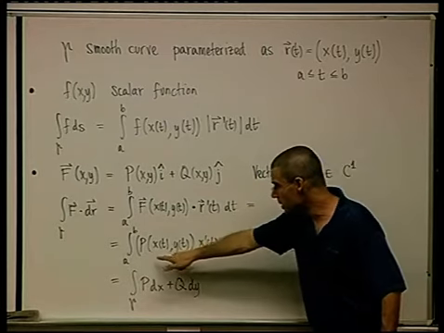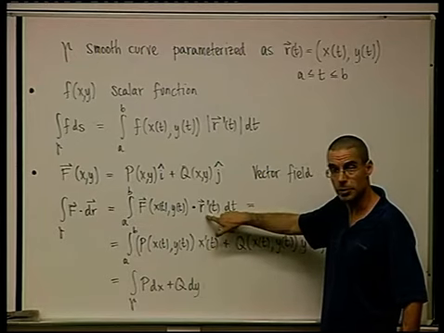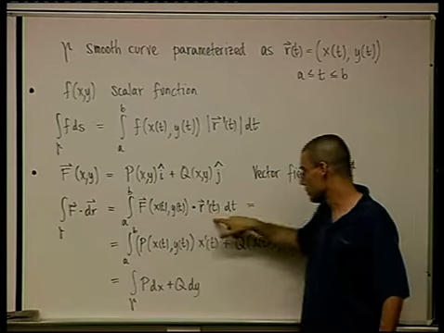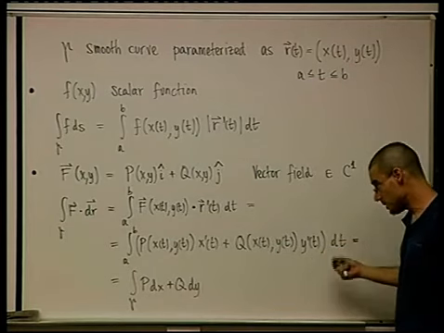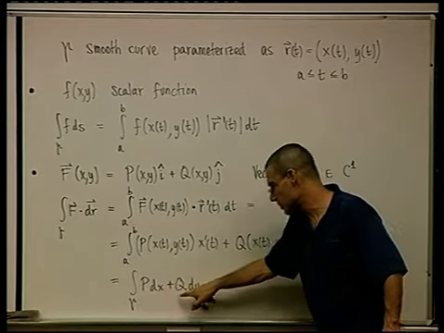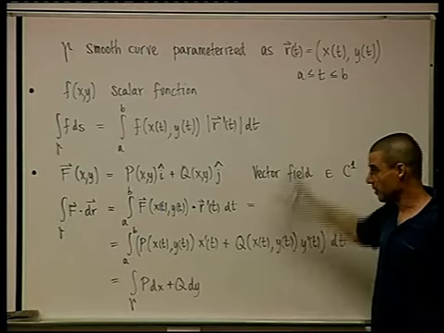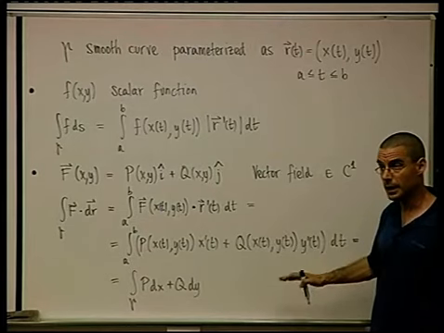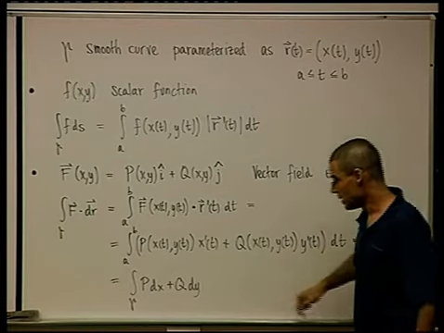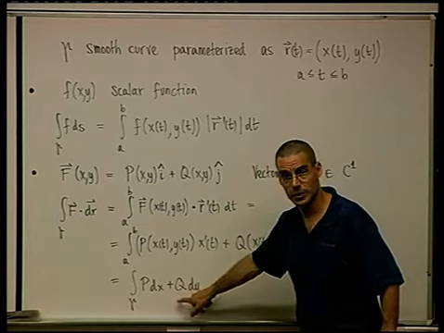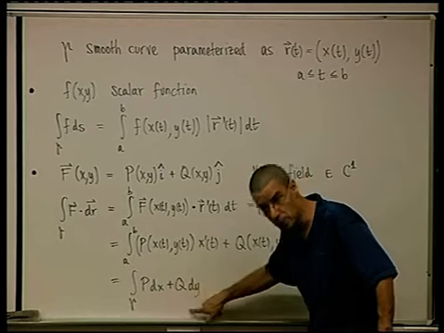When you open the components, it's P of x of t, y of t times x prime, that's the first component, plus the second component, Q times y prime. Okay? And we wrote this, in short, as P dx plus Q dy. This is a quick review, really in a nutshell, of everything we did in several clips ago. Everybody remember this? Okay. So I want to use this notation, P dx plus Q dy. It's a very useful notation, easy to remember.